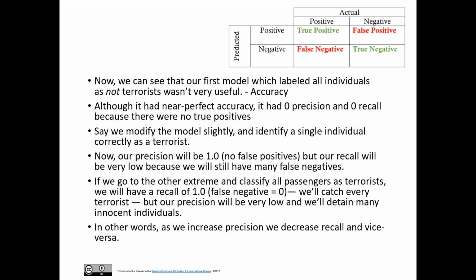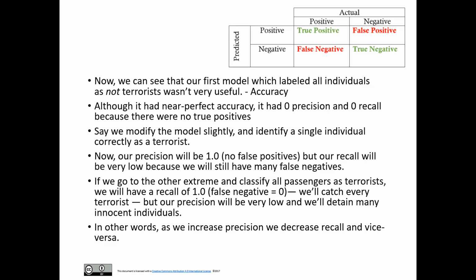So now we can see that our first model, which labeled all individuals as not terrorists, wasn't very useful. Although it had near perfect accuracy, it had 0 precision and 0 recall because there were no true positives. Now, if we modify the model slightly and identify a single individual correctly as a terrorist, now our precision will be 1. No false positives, but our recall will be very low, okay? Because we will still have many false negatives. So you have to play with that a little bit.